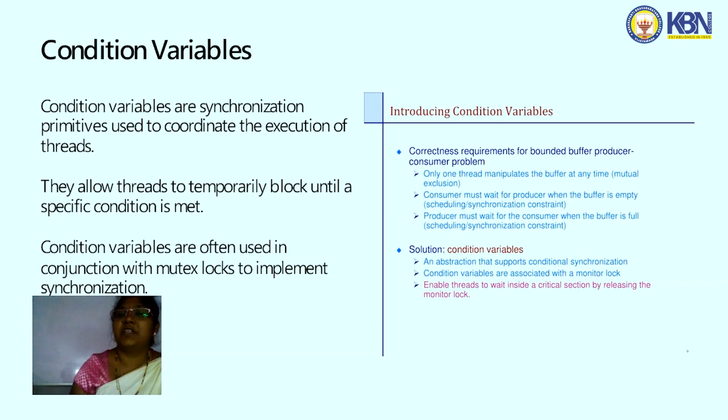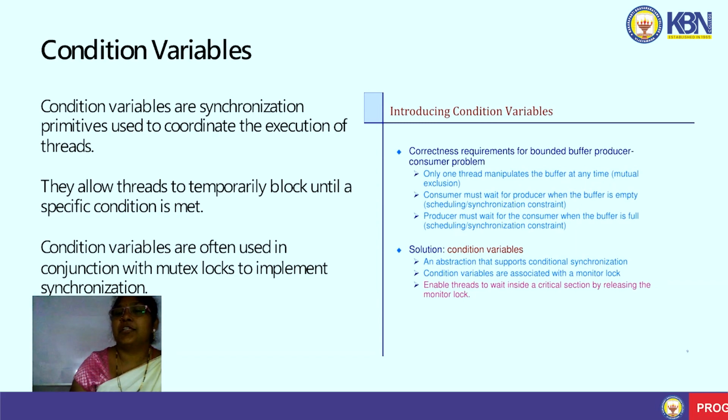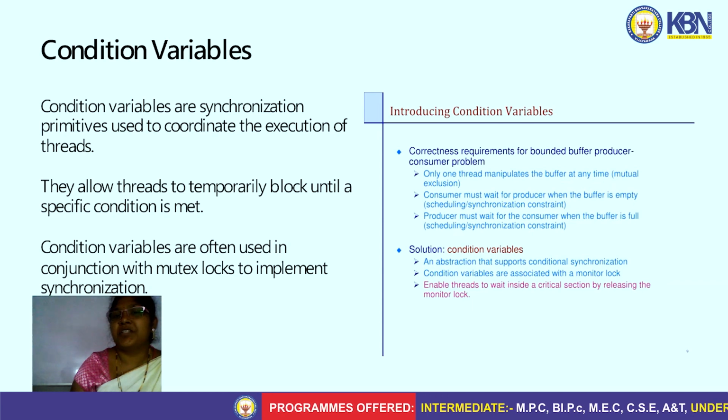The last one: the producer must wait for the consumer when the buffer is full. So here too there are scheduling and synchronization constraints, and these three conditions will occur. See the solution: the solution will be condition variables. We take condition variables as the solution.